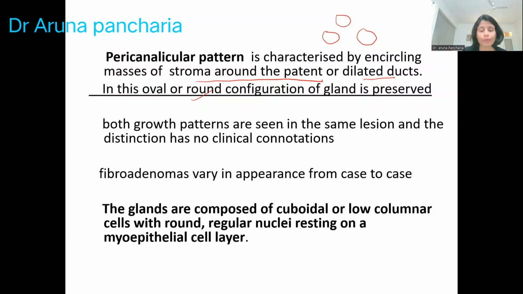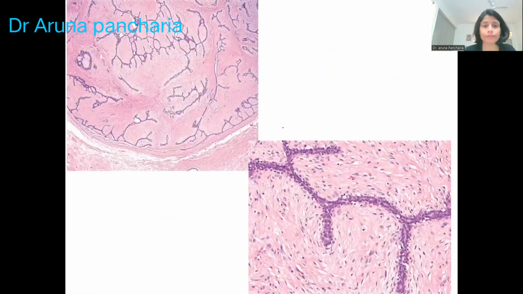Meaning one fibroadenoma appears differently from another, depending on what kind of stroma is going to proliferate. The glands are composed of cuboidal to low columnar cells with round regular nuclei resting on the myoepithelium. So two types of epithelium we have to see. Now this is the intracanalicular pattern, because the stroma is compressing the duct in a cord-like way. So here the gland becomes slit-like or cord-like.